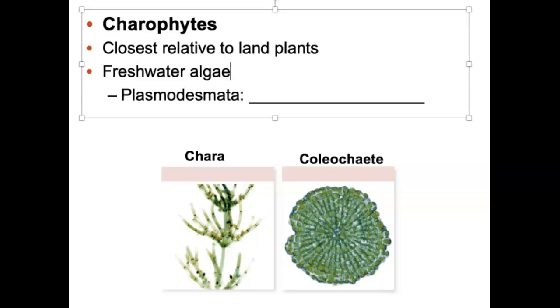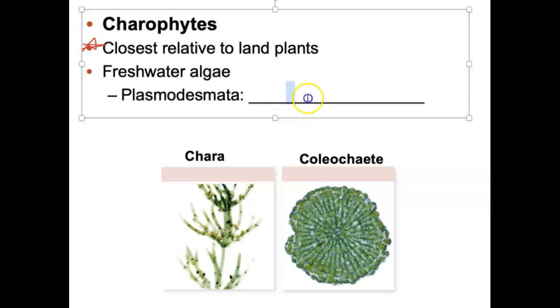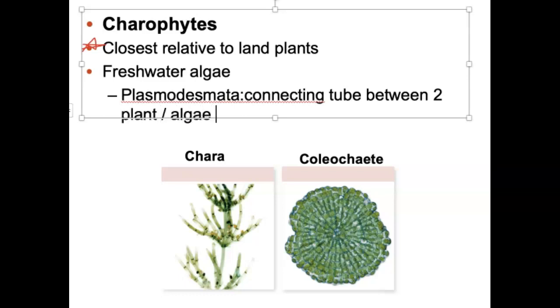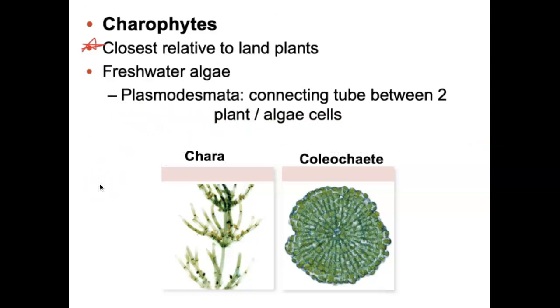A big feature of these guys that makes that connection to the land plants, so they're the closest relative, is this structure known as a plasmodesmata. The plasmodesmata is a connecting tube between two plant slash algae cells. So we see plasmodesmatas in plants. That's a unique plant feature, or a feature found in the plants, but we also see it in the charophytes, that structural adaptation. So what we will have is multicellular structures.